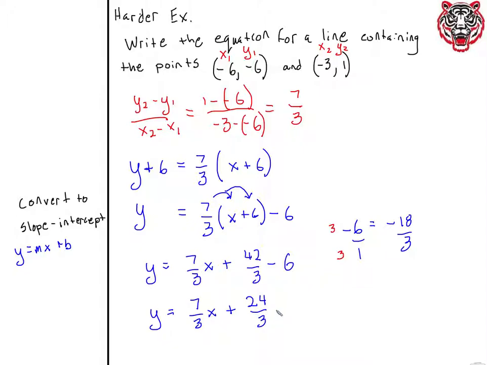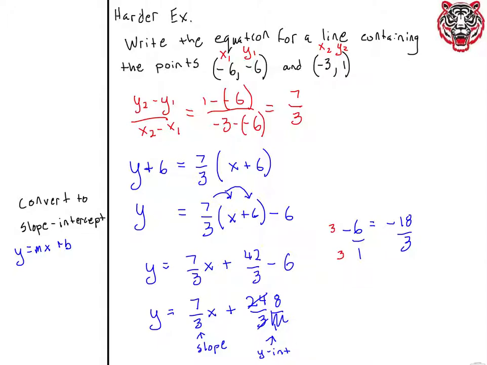Okay, 24 thirds. And then we can simplify that. 24 thirds simplifies to 8 over 1, which is just 8. So just leave it as 8. So 7/3 x plus 8. Perfect. Now it's the right form. And now we know the slope again, and we can find our y-intercept. Y-intercept is 8.